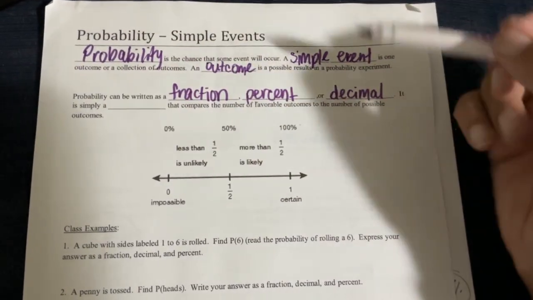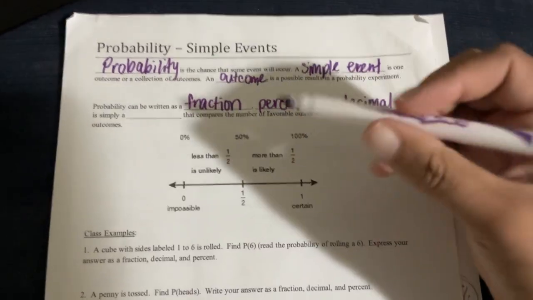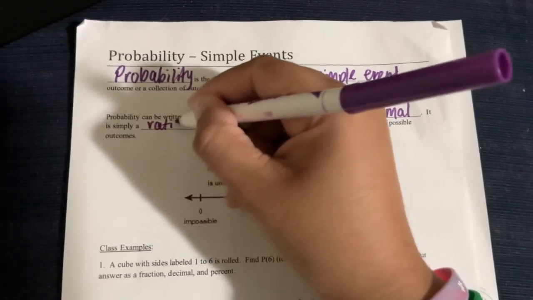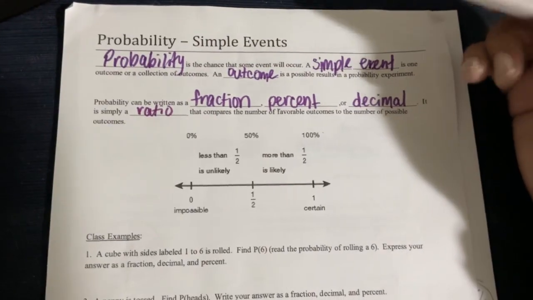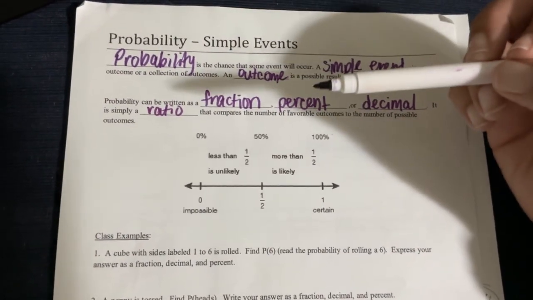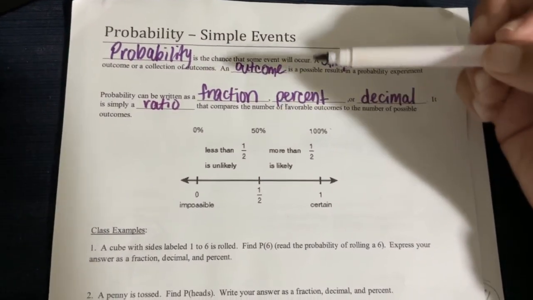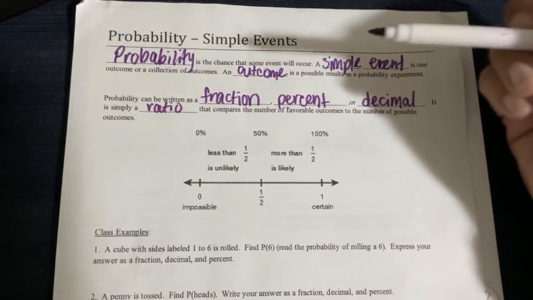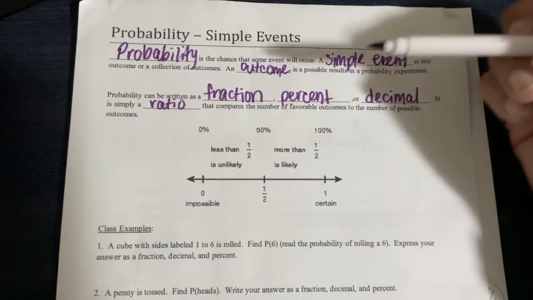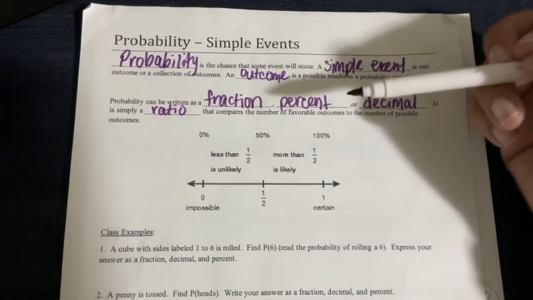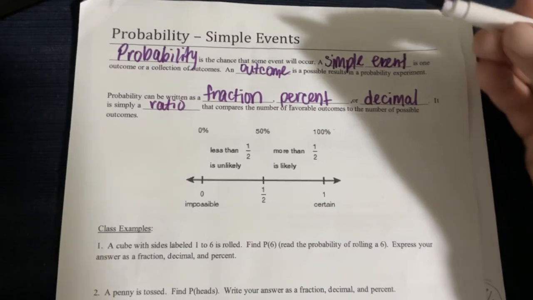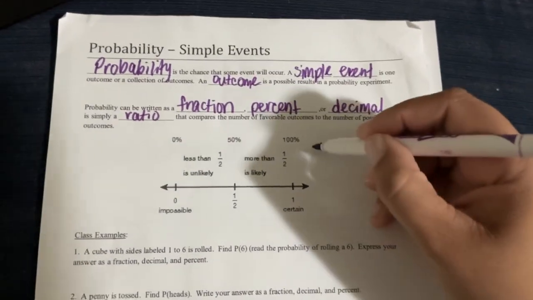Now, like I said, I mostly write probability as a fraction, but we also have a fancier word for that. When we write it out as a probability, it's usually a ratio. And again, we've seen this word before. It just compares the numerator to the denominator. In this case for probability, it compares the favorable outcomes, the chances that it is going to happen, over the total number of possible outcomes.